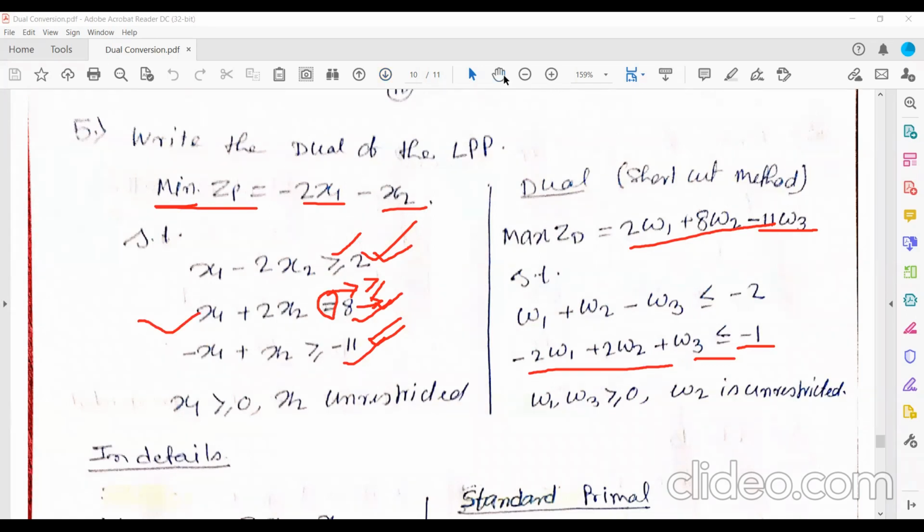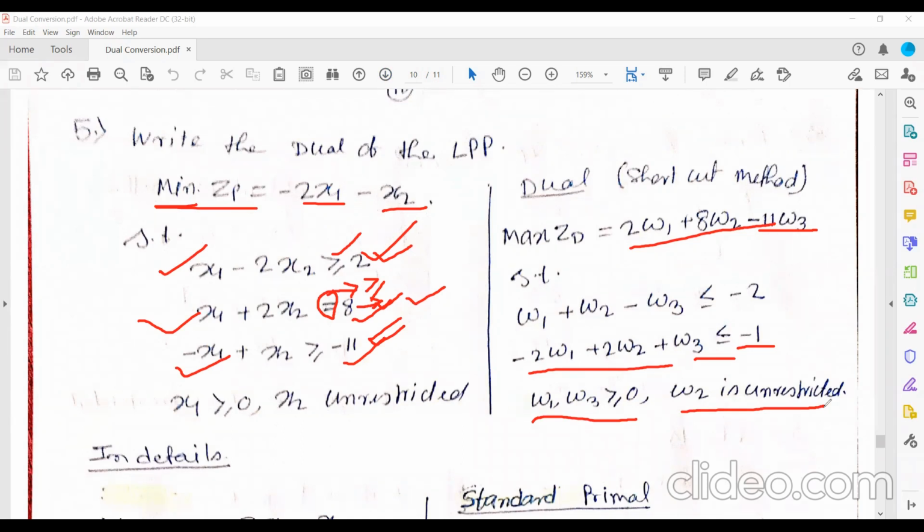Where is the equality sign present? In the second constraint here. So W1 and W3 should be greater than or equal to 0. But this W2 is unrestricted.